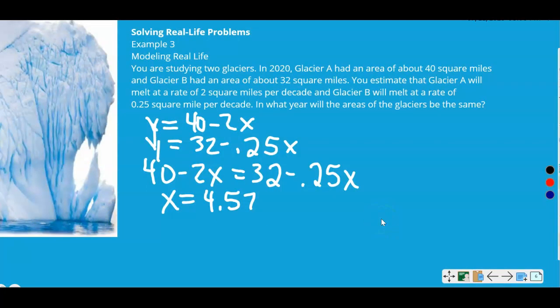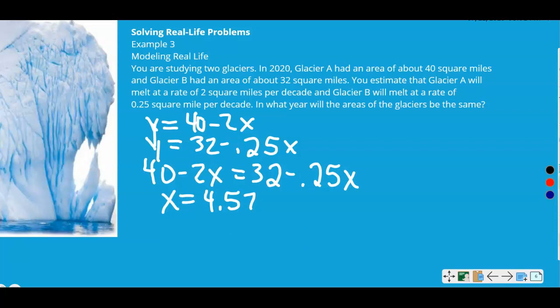So we have x equals 4.57. That's our x value, but the question asks in what year will the areas of the glaciers be the same? If you remember, in 2020, Glacier A has an area of this. So we're starting in the year 2020, and we've gone 4.57 decades. Remember, this is in decades. Glacier A melted at a rate of 2 square miles per decade. Glacier B melted at 0.25 square miles per decade. So x equals the amount of time in decades that went by.